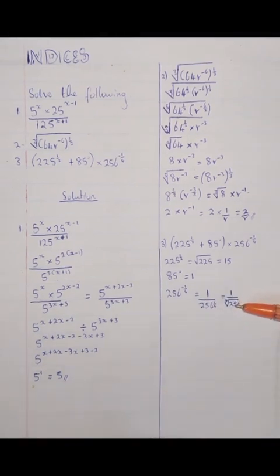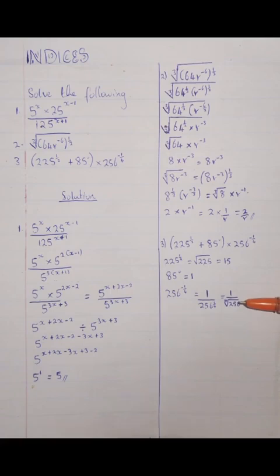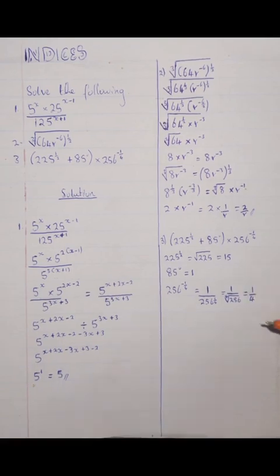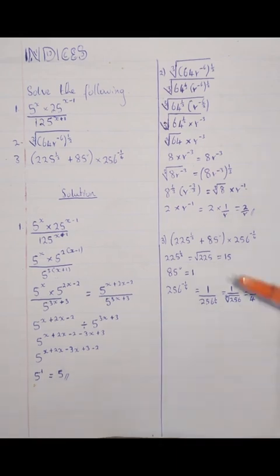And then what is the 4th root of 256? The 4th root of 256 is 4. So we'll be having this as 1 all over 4. So you can see we first of all express this term and we find out that 225 to the power of 1 over 2 is 15, 85 to the power of 0 is 1, and 256 to the power of negative 1 over 4 is 1 all over 4.